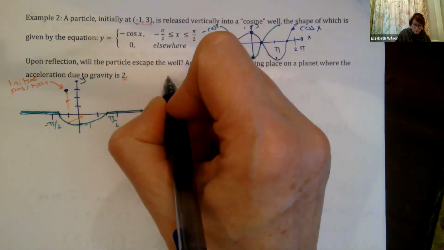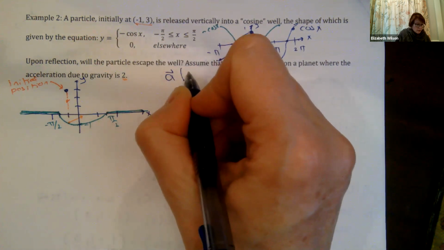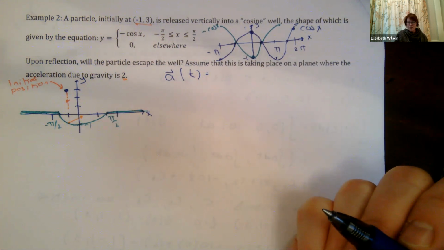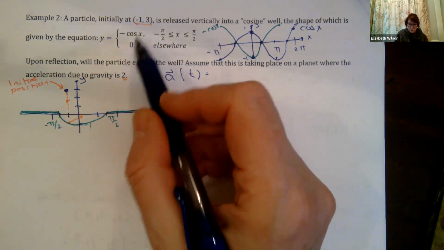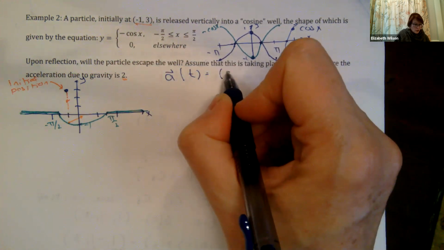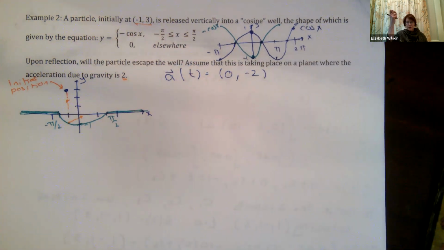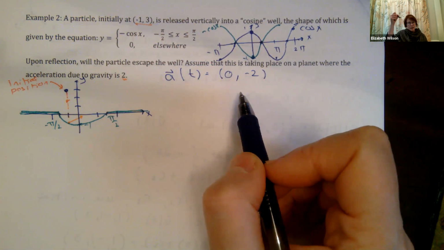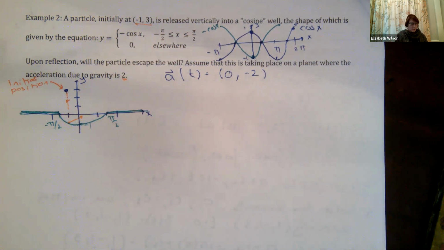Acceleration due to gravity. So I'm going to say my acceleration, and I'm in a two-dimensional world here. Just -1, 3 tells me I'm in a two-dimensional world. So my gravity is 0, minus 2. Gravity pulls us down. So even though they tell us it's positive 2, we know in reality that's a negative 2 because it's pulling us down. So that's acceleration.